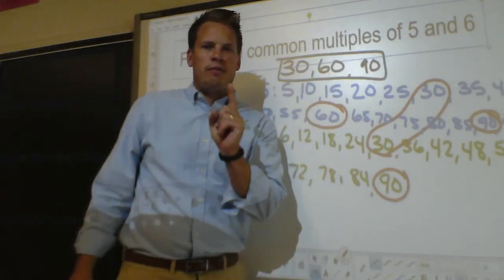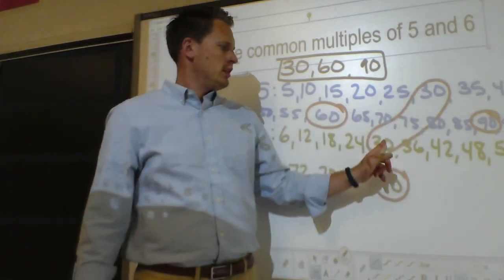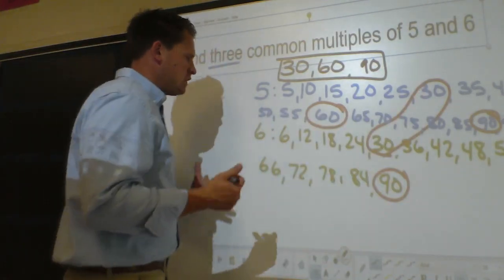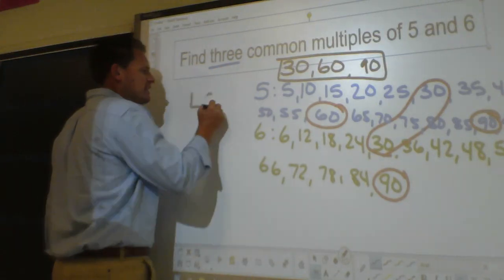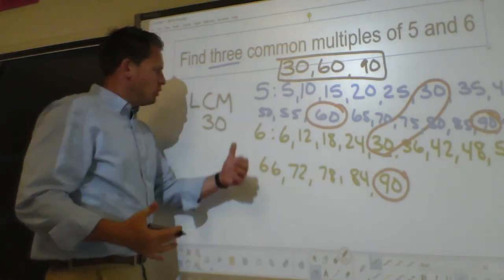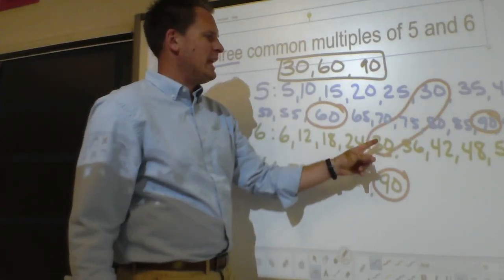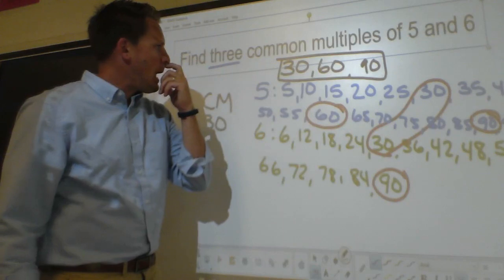What's the very first common multiple that we found? 30. 30 is that very first common multiple. That is what's called the least common multiple. Remember we talked about the greatest common factor? Well, now we have a thing called the least common multiple. And we just found that the least common multiple is 30. And look what it helped us do.